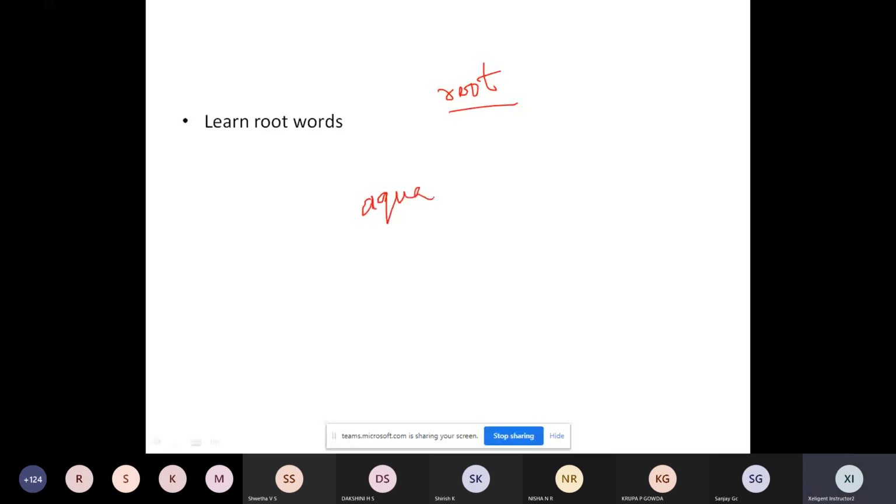Aqua is a root word. Aqua means water. In that we can find the word aquamarine. If you take the word aquamarine, here aqua is a root word which means water. Next, mal. What do you mean by mal? Any idea about this?